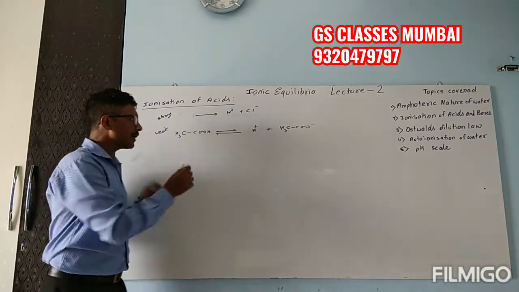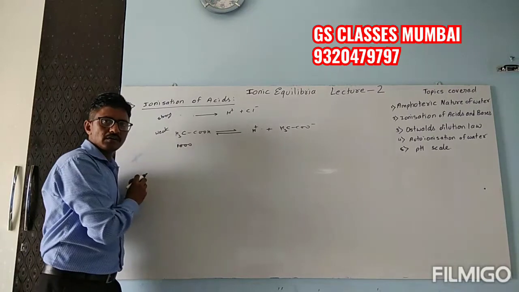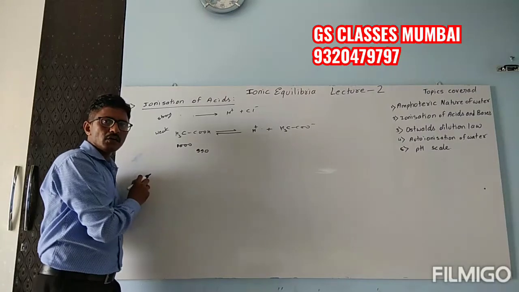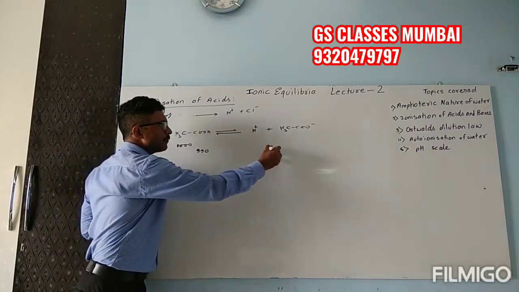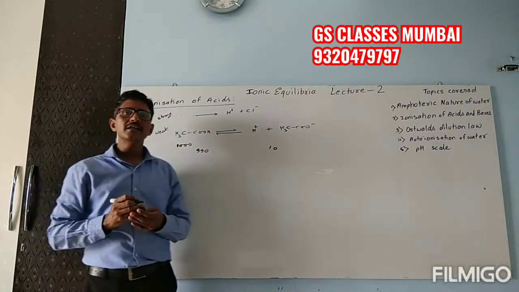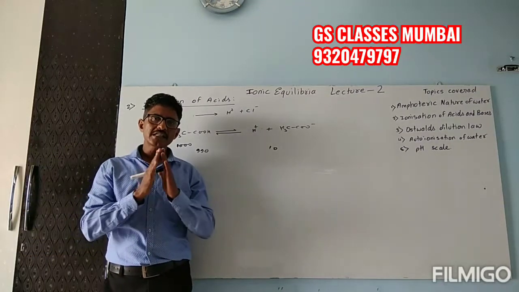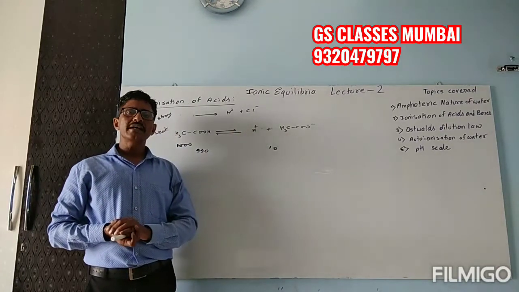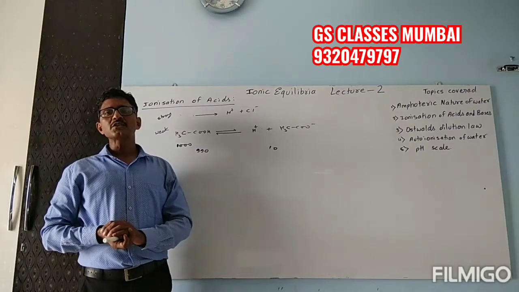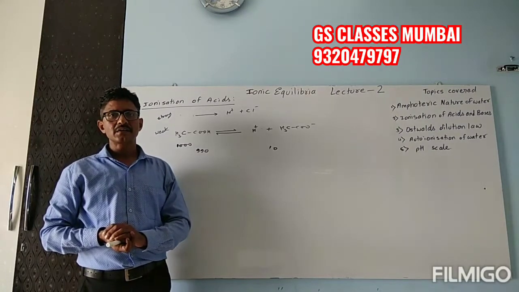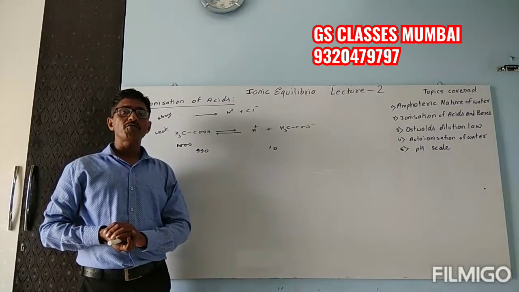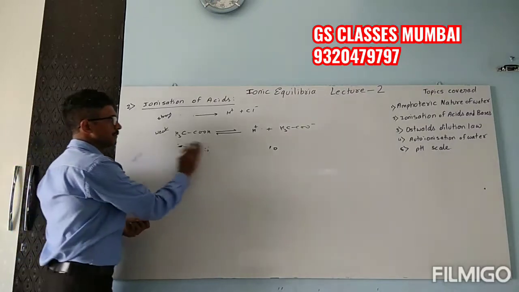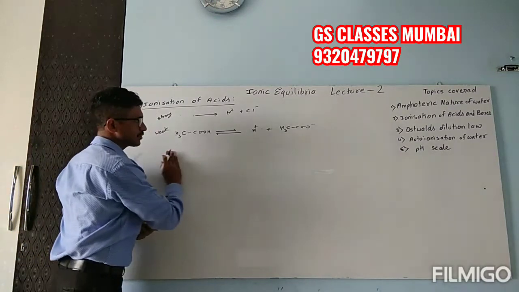Initially, suppose I have 1000 molecules. For example, a particular number of molecules, say 990, will remain associated and 10 molecules will exist in the dissociated form, in the split form, in the form of ions. So children, for such weak electrolytes, by applying the law of mass action, we obtain a derivation. Let us see what the derivation is.